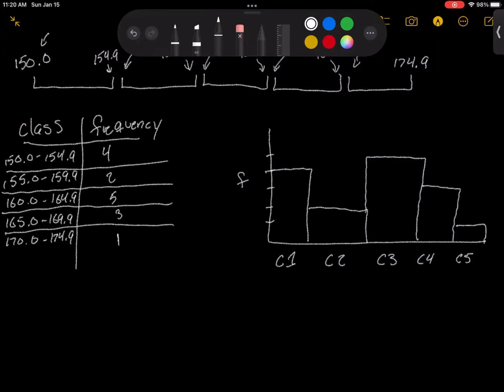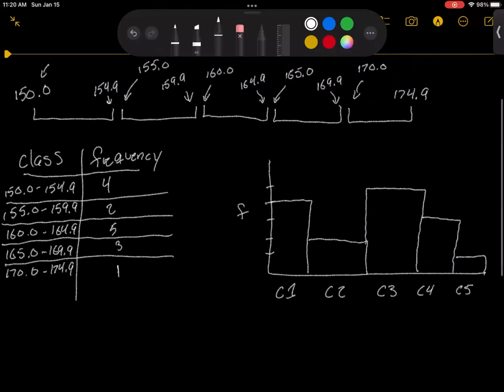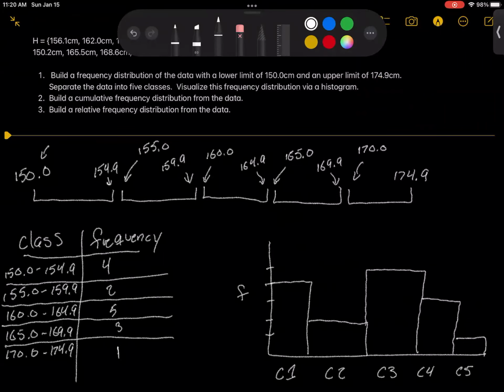Right, so this is a nice way to visualize our data. We can easily see that class 3 contains most students. Most students are somewhere between 160 and 164.9 centimeters. All right, so that's the frequency distribution. And now we can turn our attention to number 2.